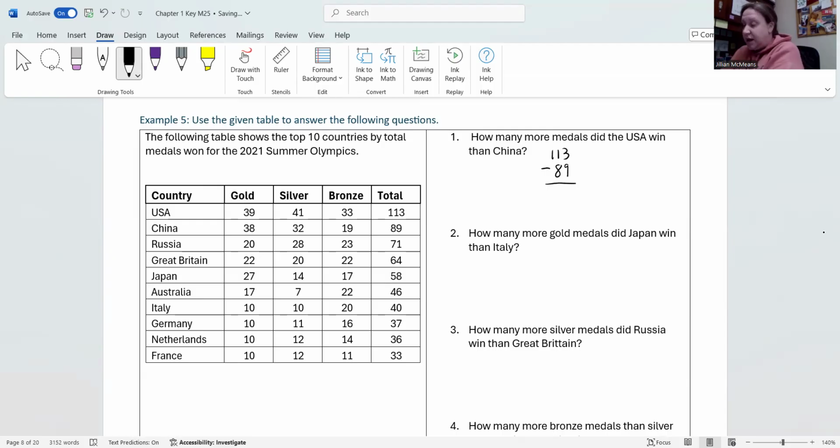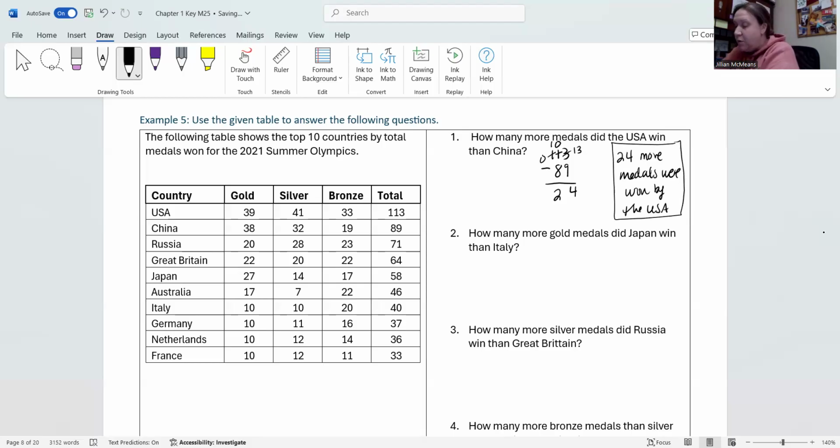And we start our subtraction. We line this up vertically. I cannot take 9 from 3, so I borrow. 1 becomes 0, 3 becomes 13. 13 minus 9 is 4. And then 0 minus 8, you can either think of that 0 automatically as 10 because there's already a 1 in front of it, or you can do the official borrowing. So if I borrow, this 1 becomes a 0 and this 0 becomes a 10. Either way, 10 minus 8 is 2. So we would say 24 more medals were won by the USA. All right, remember, always describe your answer.